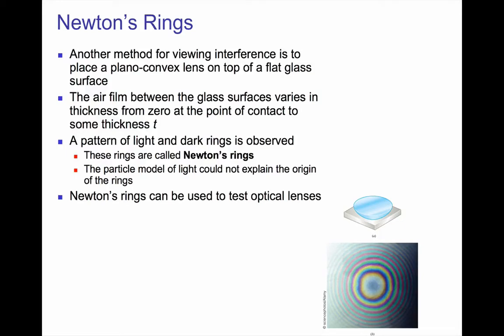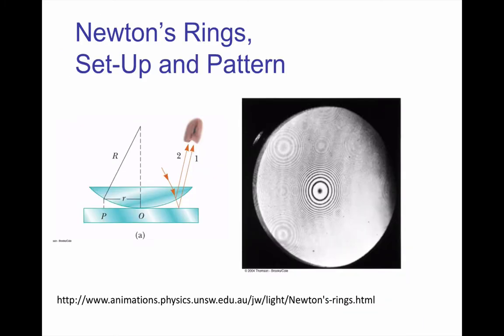An interference pattern can be created by the thin air gap between a spherical lens and a flat surface. The light and dark rings are known as Newton's rings, and they can be used to test how spherical a lens is. This is how it's set up, and the spacing of the rings will depend on the radius of curvature, big R, of the lens.